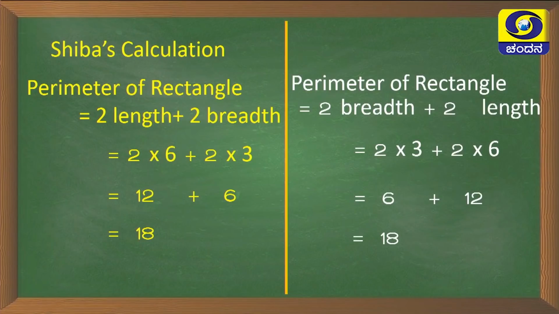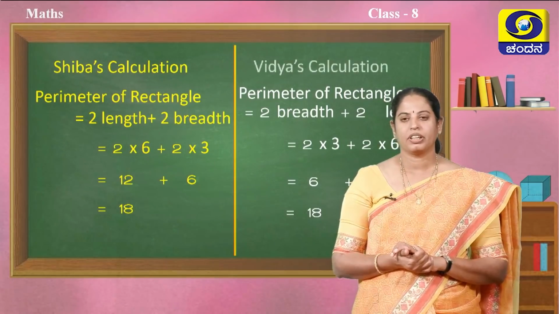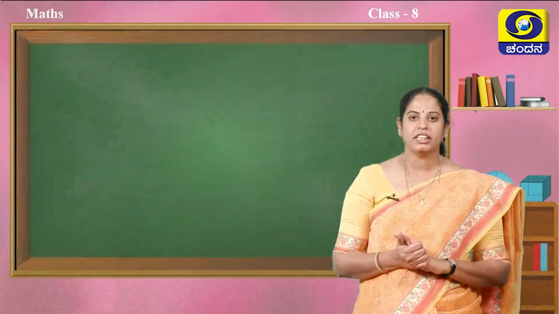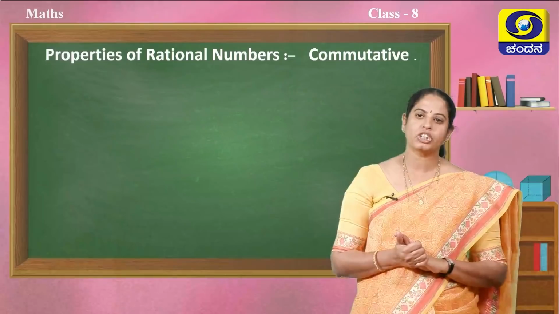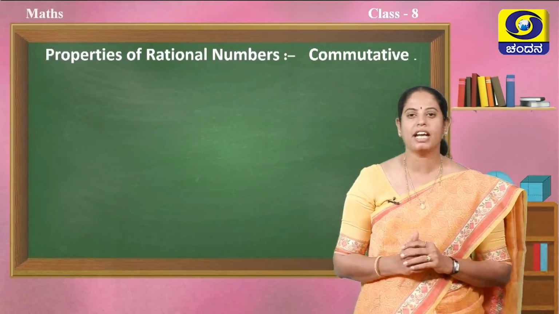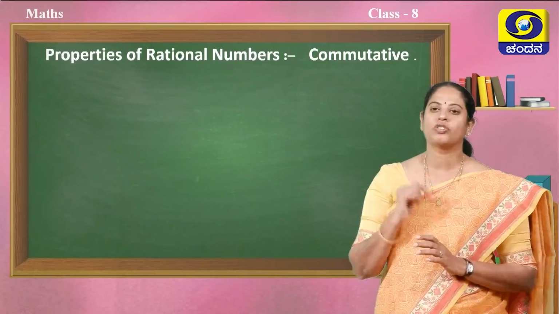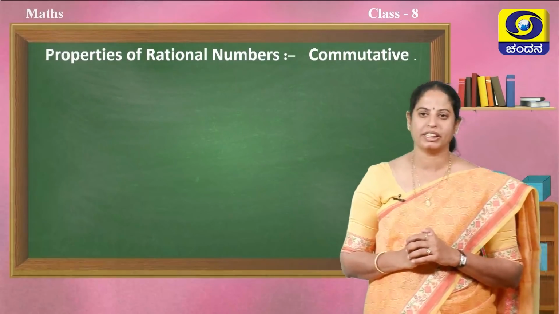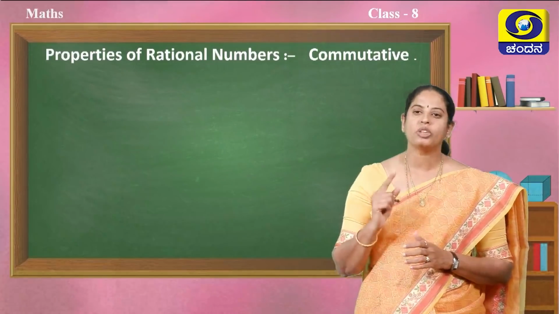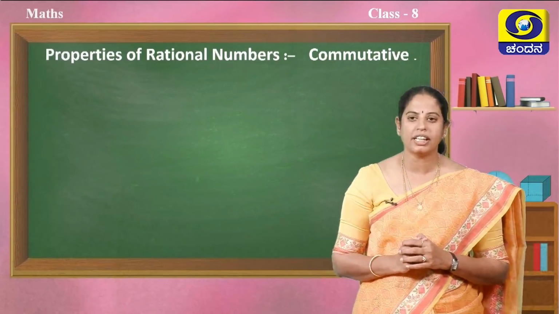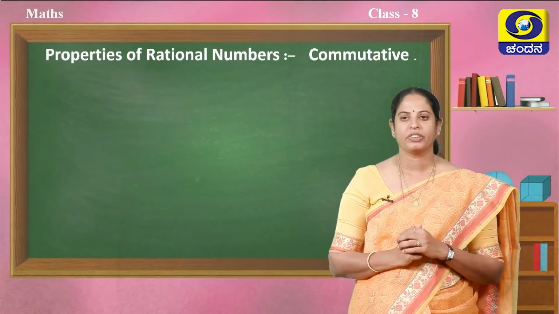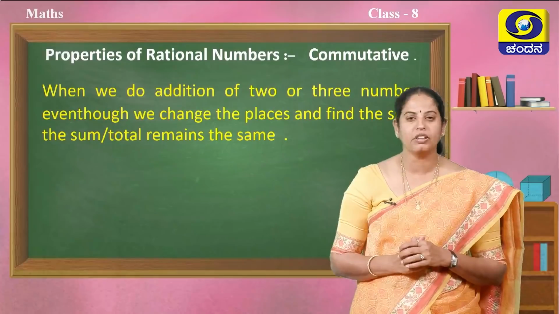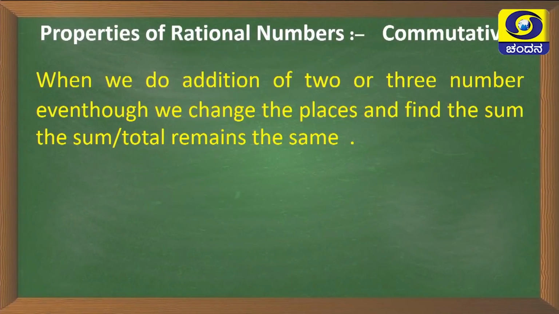This is Vidya's calculation. Even though they calculated differently, that means Shiba added twice the breadth to twice the length, Vidya added twice the length to twice the breadth, but the answer remains the same. This property is known as commutative property that you have already heard in your previous standard, children. Let us check whether this commutative property holds good on set of rational numbers.